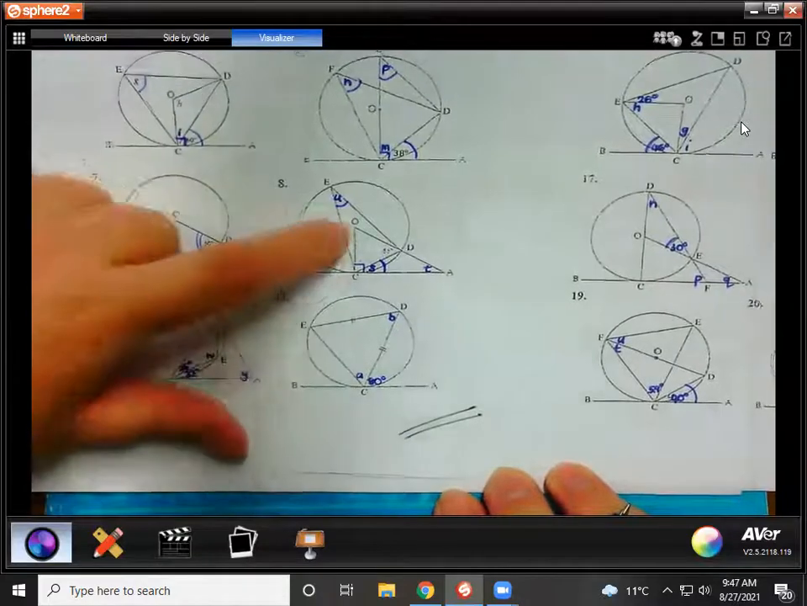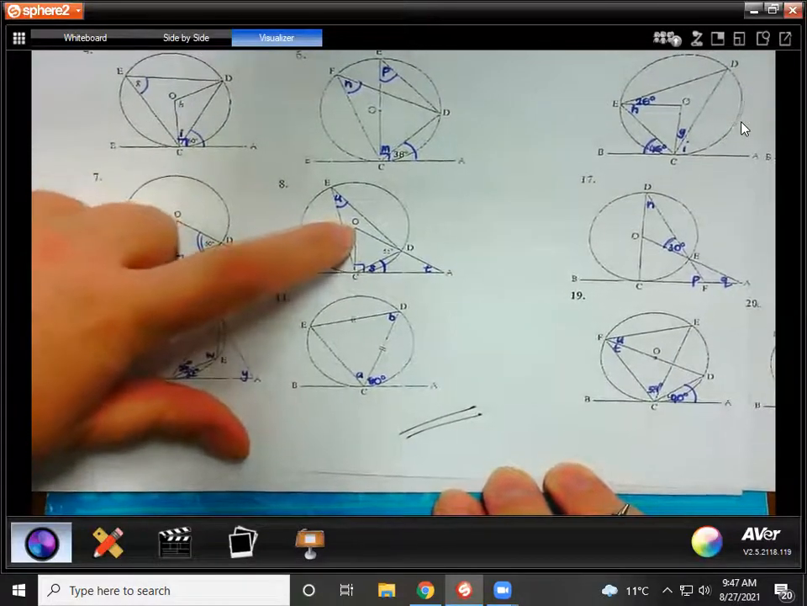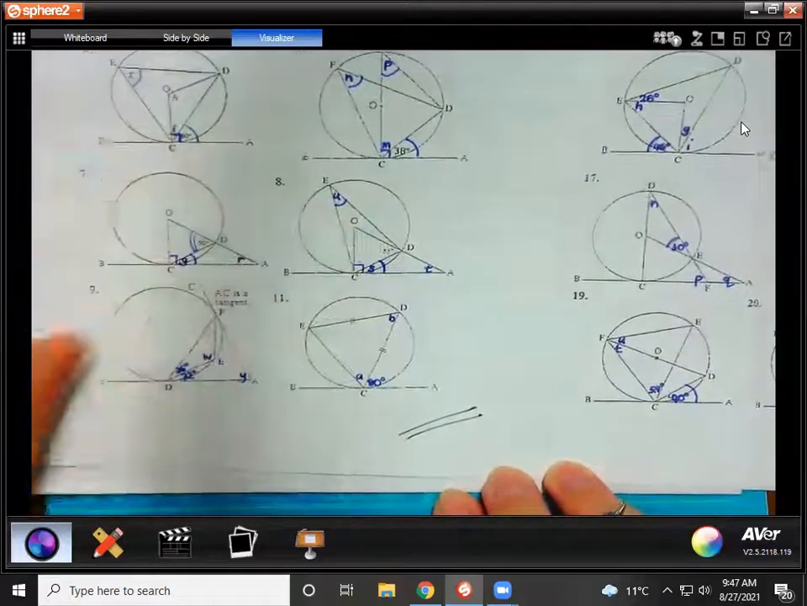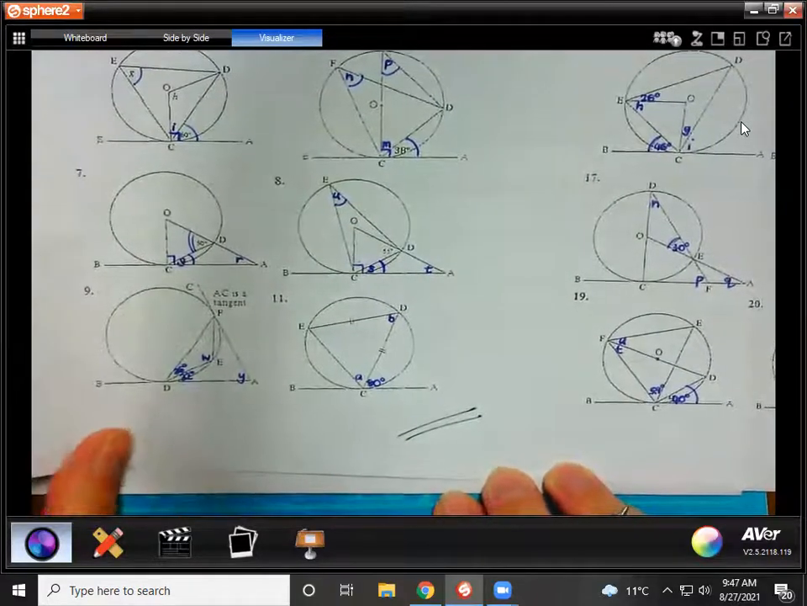Yeah, so you would have just had to calculate that one as well. So you would also have to say angle sum in triangle as your reason, or as a part of your reason. But yes, that would have worked as well.